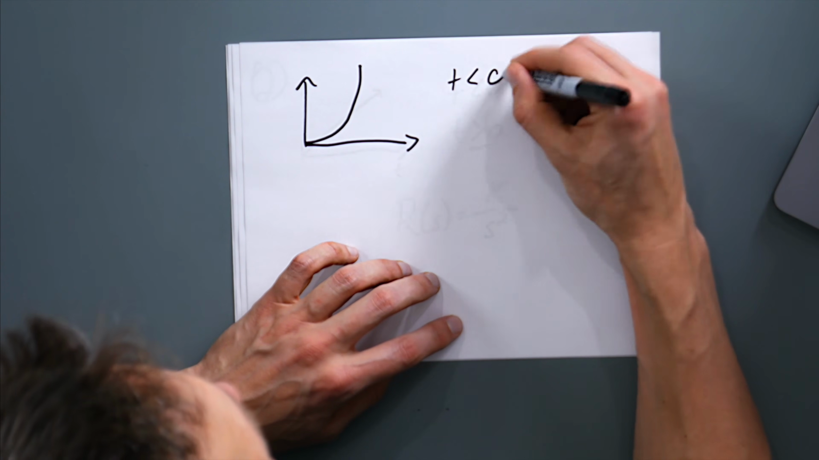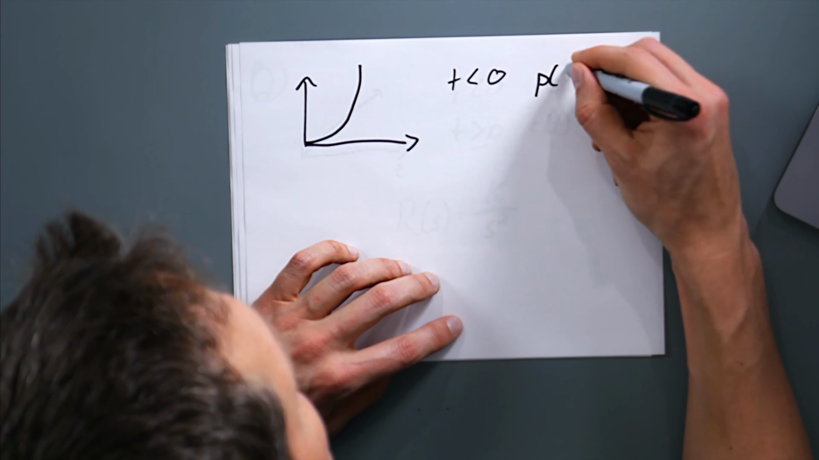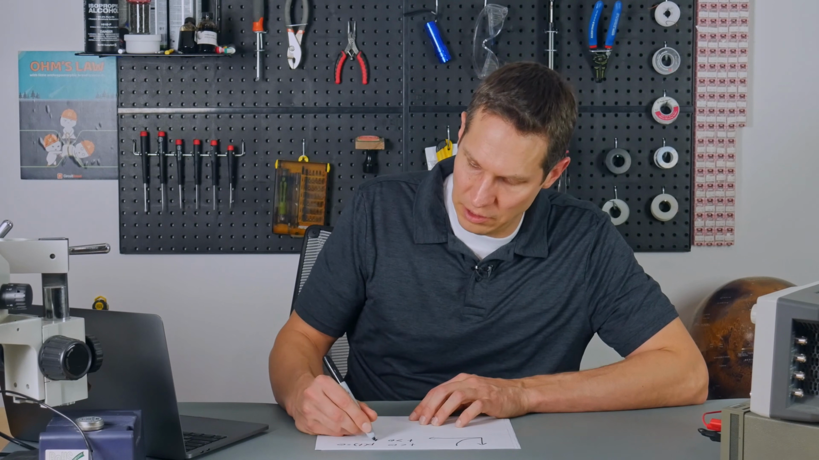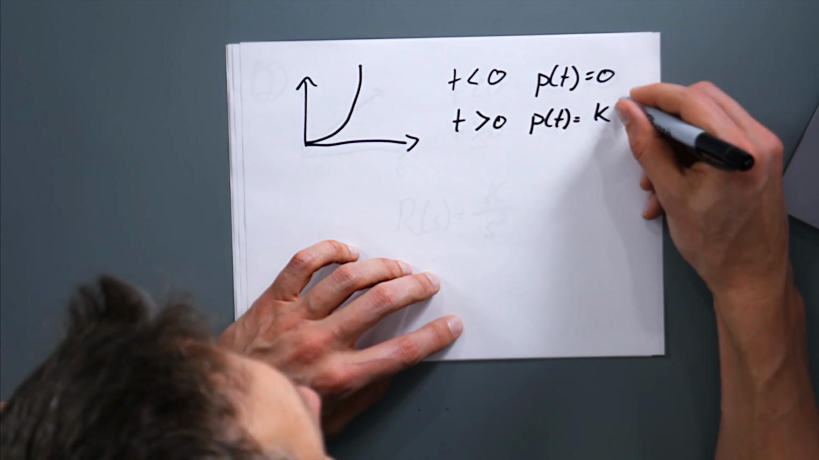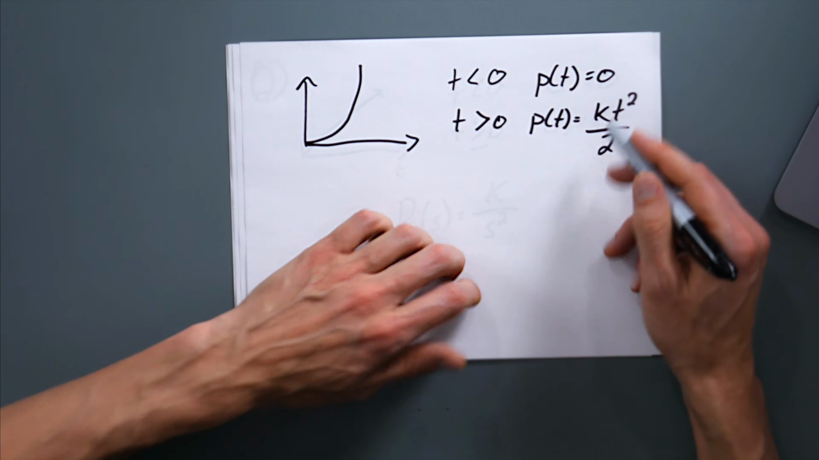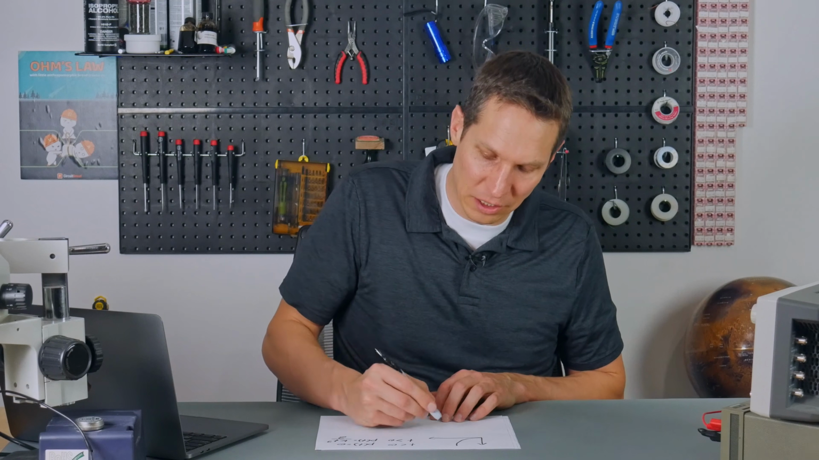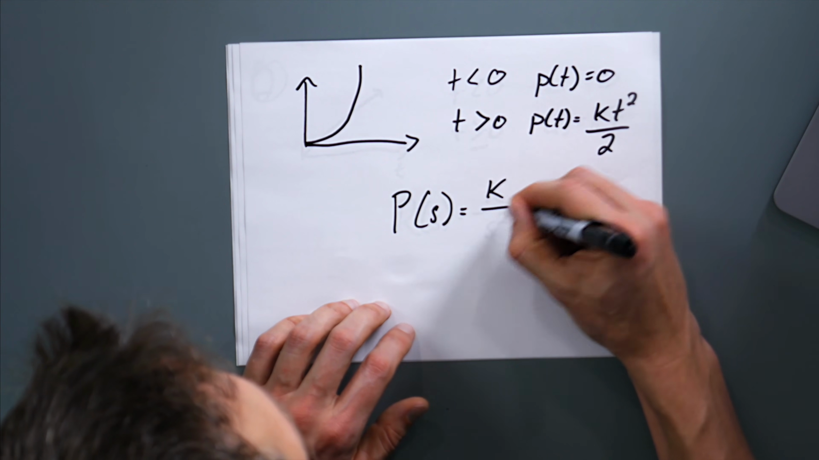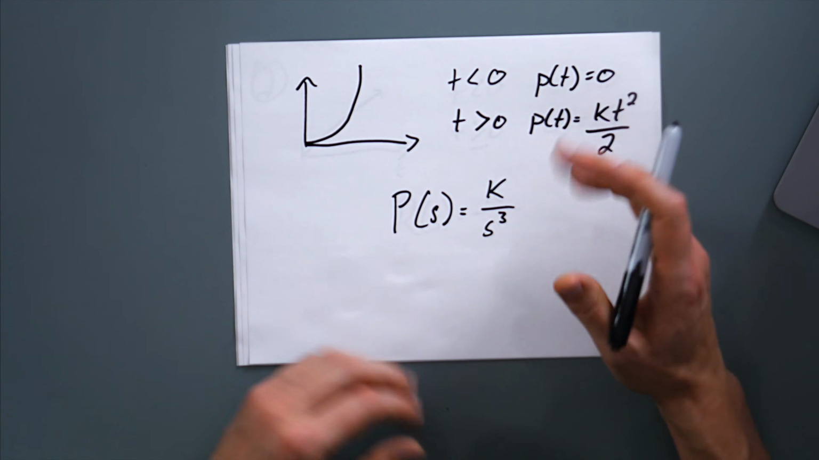But this is where time is less than 0, your p of t equals 0. But then for time greater than 0, your p of t actually equals k, which again is a constant, times time squared over 2. And that's what's happening in the time domain. Again, you get something to replace that k, and you'll be good to go. Now in the Laplace domain, your capital P of s actually equals k over s cubed. So that is your parabolic input.